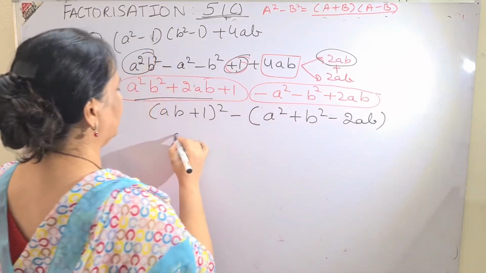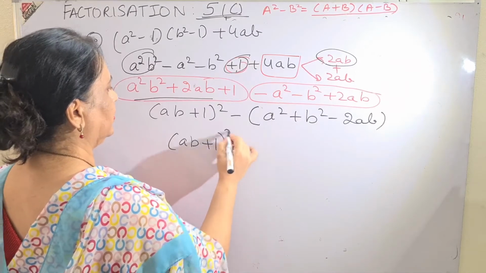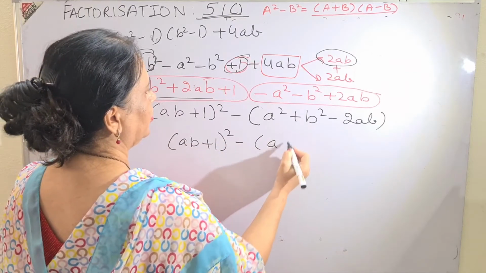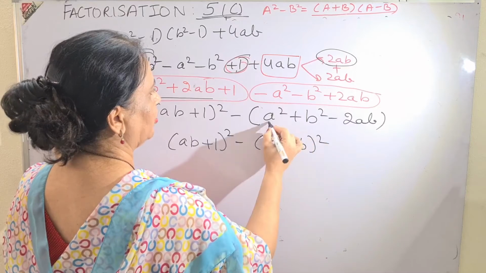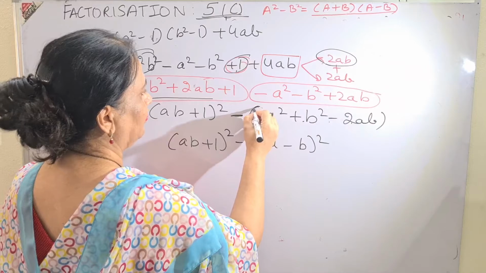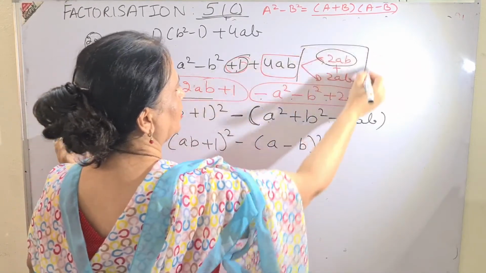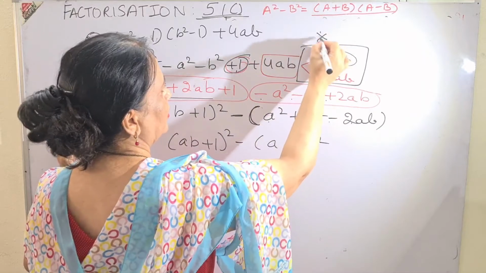See children, I am explaining these sums so that when you do it, you don't find any difficulty. A square plus b square minus 2ab. After taking minus common, I put the bracket, all the signs will change. Only this step is important. Be very careful about this step.